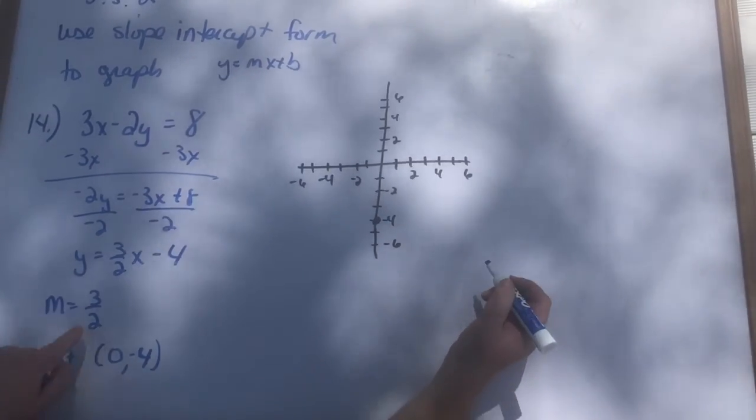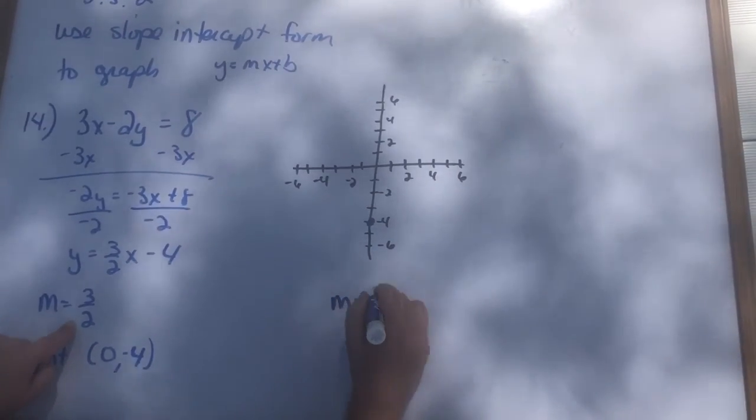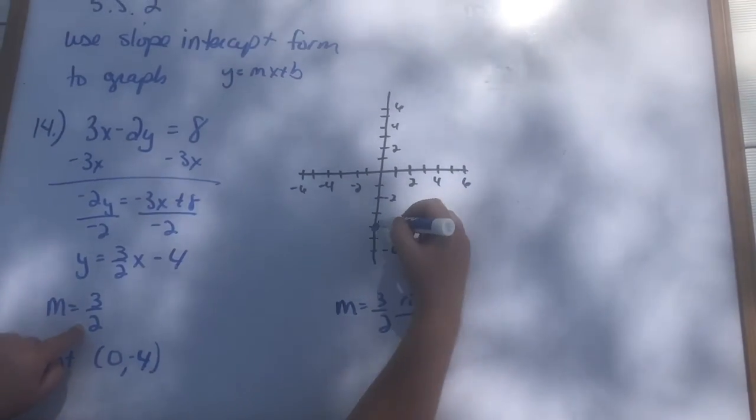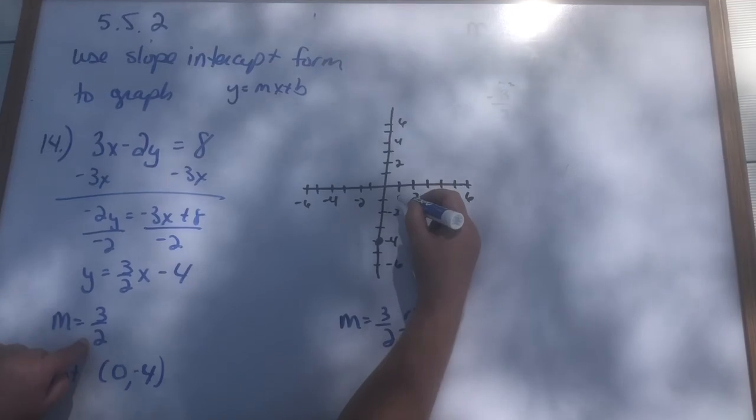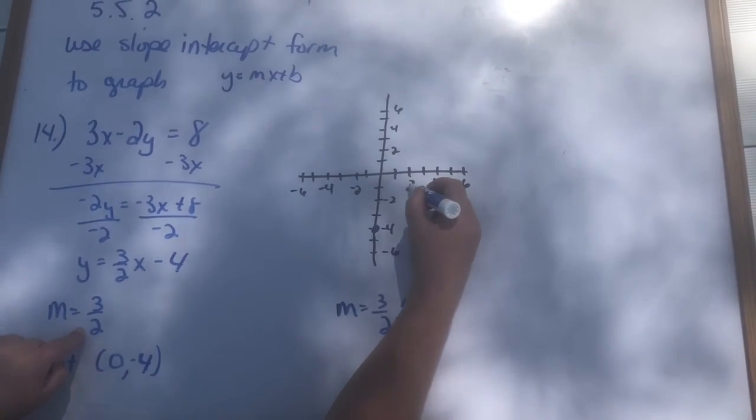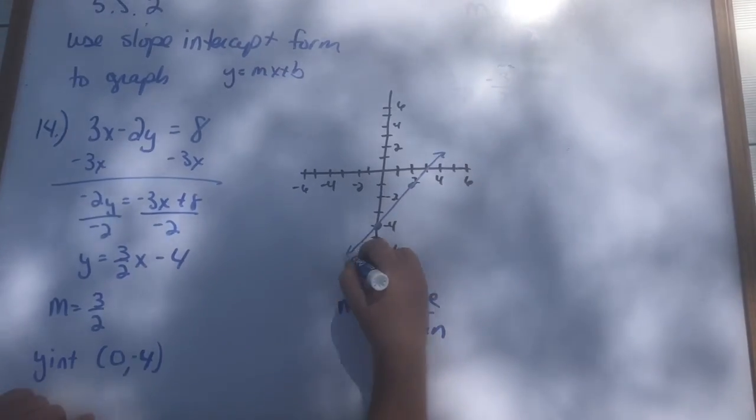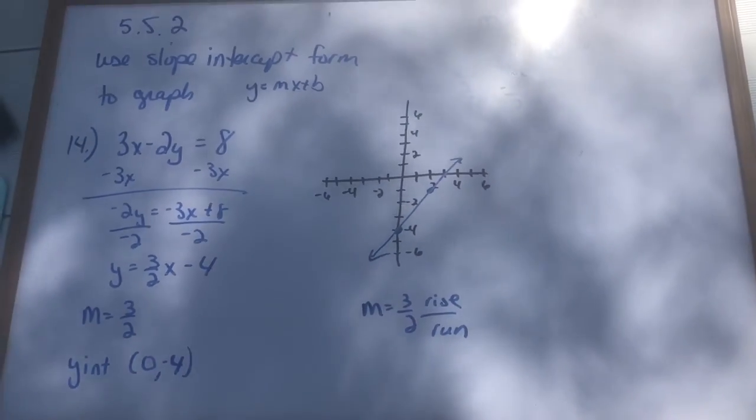I graph that. And my slope is m equals 3/2. That's rise over run. So that means I go up 3, 1, 2, 3, and I go over to the right 2, 1, 2, and I graph that. And then I do my little line there. Okay? All right.